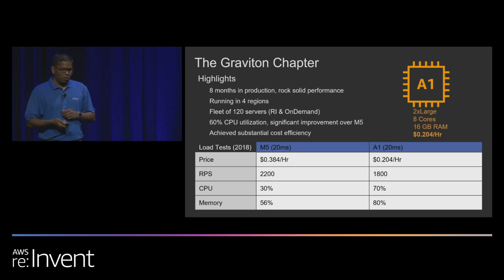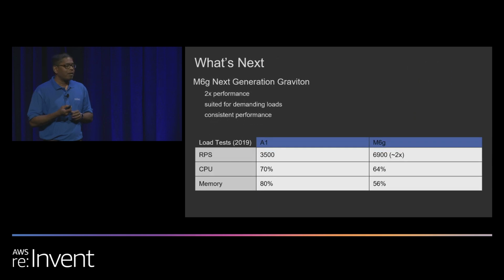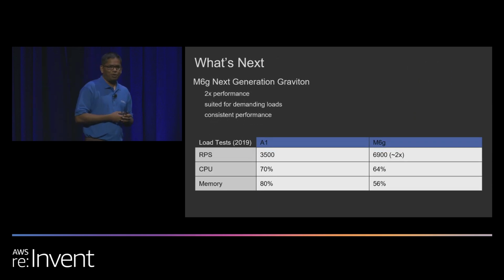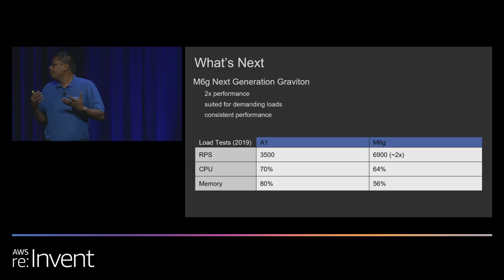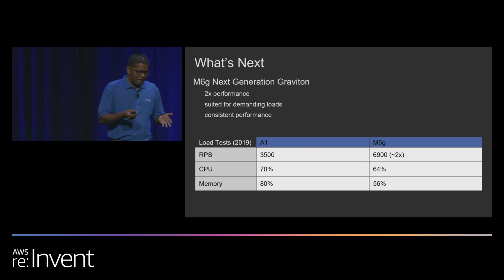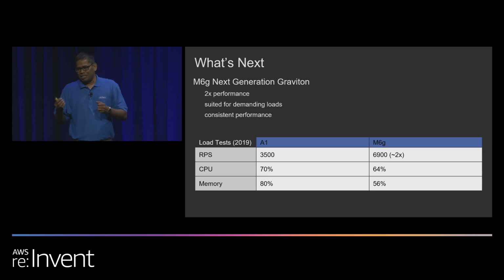Which brings us to more exciting news. Earlier this year, AWS reached out to us and asked us if we would want to test drive the M6G server, and we were very happy to run some benchmarks. And here are some other results. In our test, we found that M6G is twice as performant as A1. It was able to process twice the number of requests. On A1, and you would notice that in 2019, our A1 version of our application actually processes even more requests. That's because we made a lot of optimizations in the last 1 year.